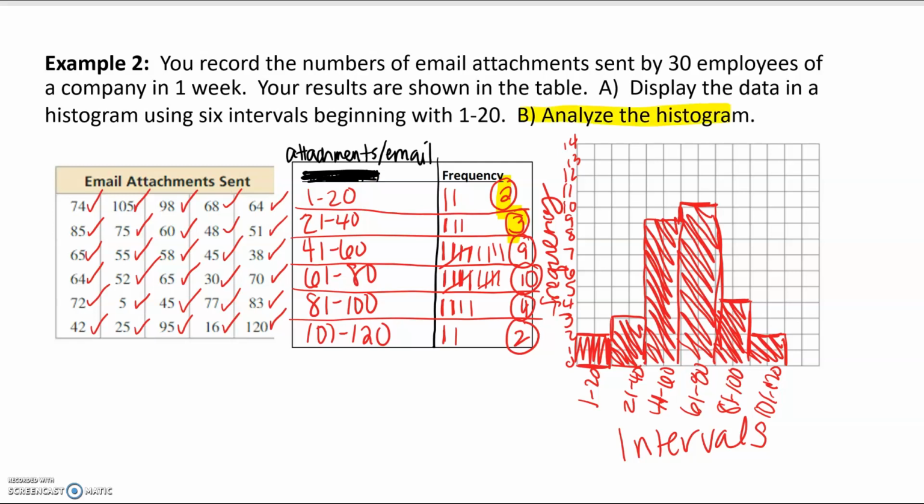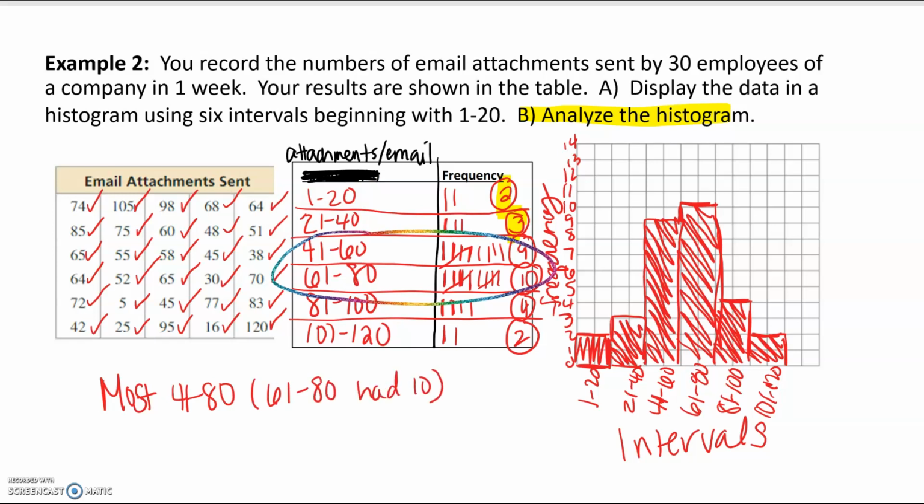And then it just says to analyze the histogram. So I'm looking and I'm seeing that most people sent somewhere between 41 to 80 attachments in their emails. Okay, so we're going to say most was between 41 to 80, or if you wanted to be more specific, the absolute most was 61 to 80, had 10 in that interval, and the least, we had a tie between 1 to 20 and 101 to 120.